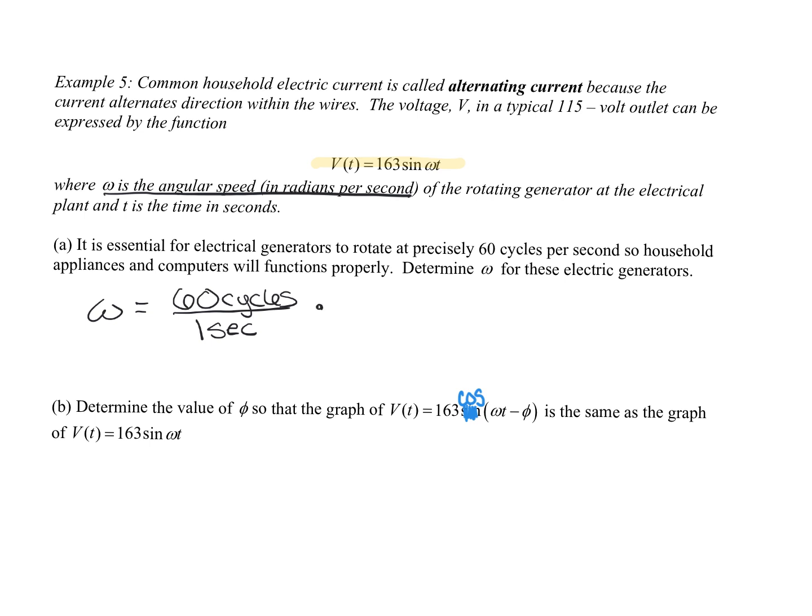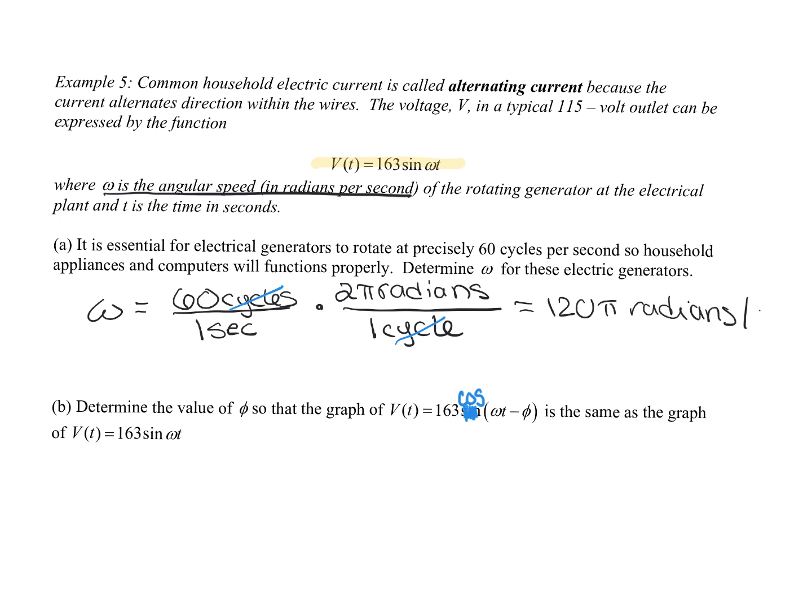So if I do 60 cycles, that's 60 circuits, that's 60 times around. 1 circle is 2 pi radians, and I'm going to do 60 circles or 60 cycles. And there's 2 pi radians in 1 cycle. So a little dimensional analysis, my cycles cancel off. And now I'm left with 120 pi radians per second.